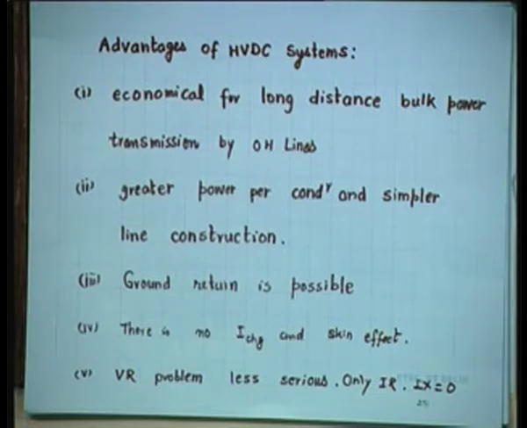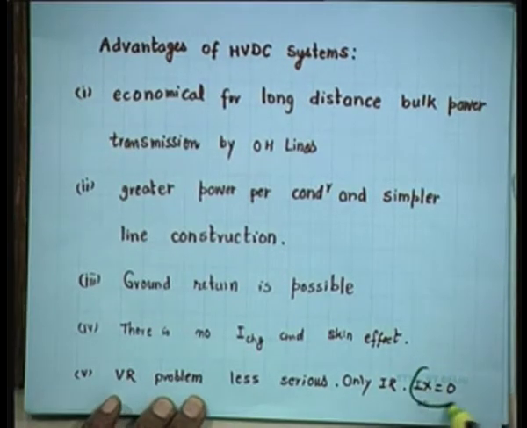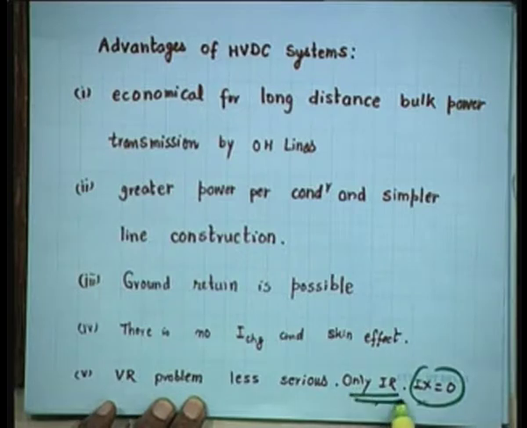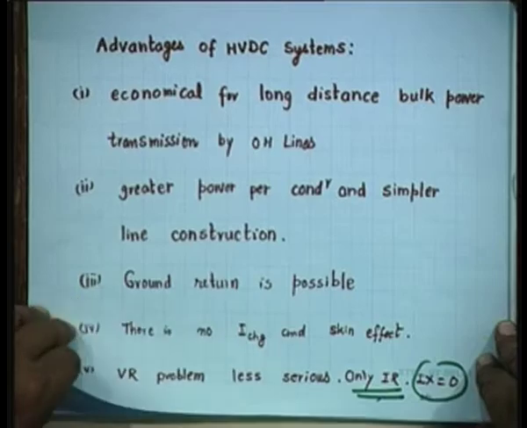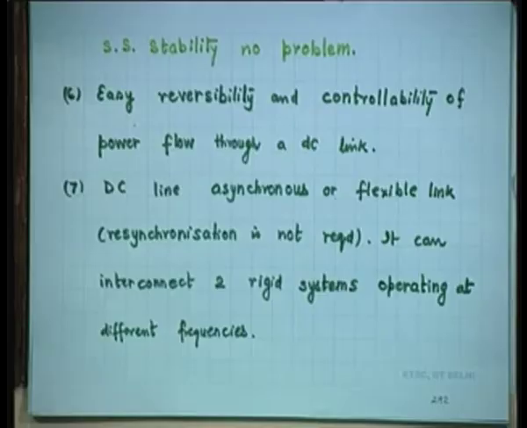Voltage regulation problem is less serious. Why less serious? There is nothing called IX drop. This drop is totally absent. Only IR drop is there. Steady state stability is no problem, absolutely. Easy reversibility and controllability of power flow through a DC link.